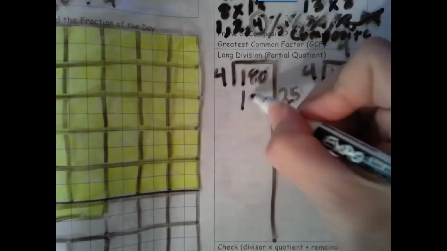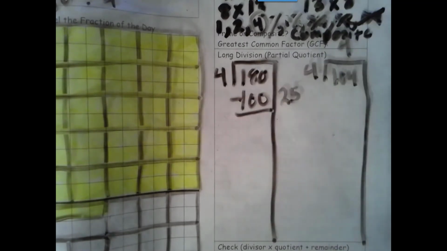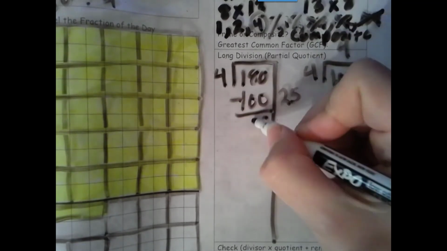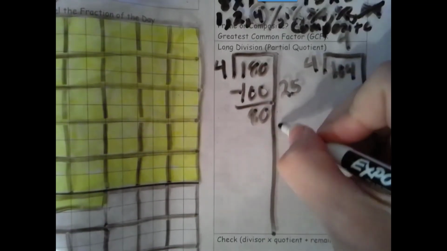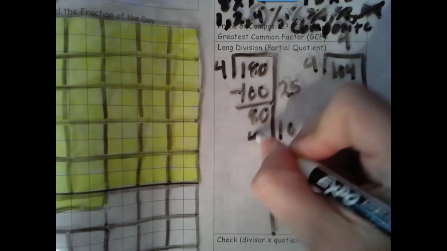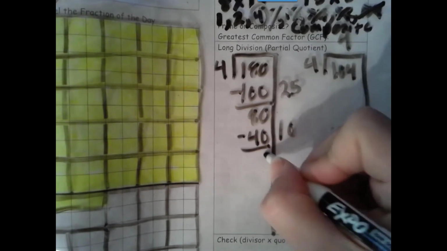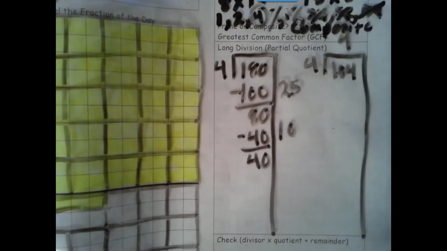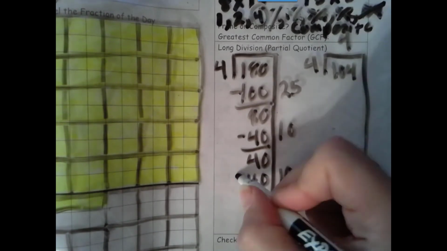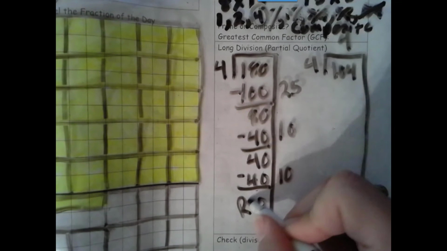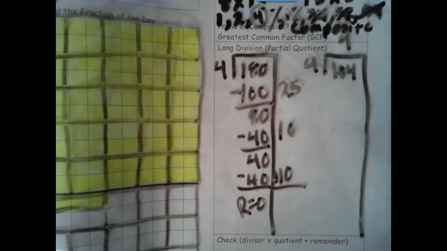I know 4 quarters makes $1 or 100 cents. So 4 times 25 is 100. Numbers the same, zeros a game. More on top, no need to stop. 10 times 4 is 40. Numbers the same, zeros a game. More on top, no need to stop. 10 times 4 is 40. Numbers the same, zeros a game. Add our partial quotients, 25, 35, 45.